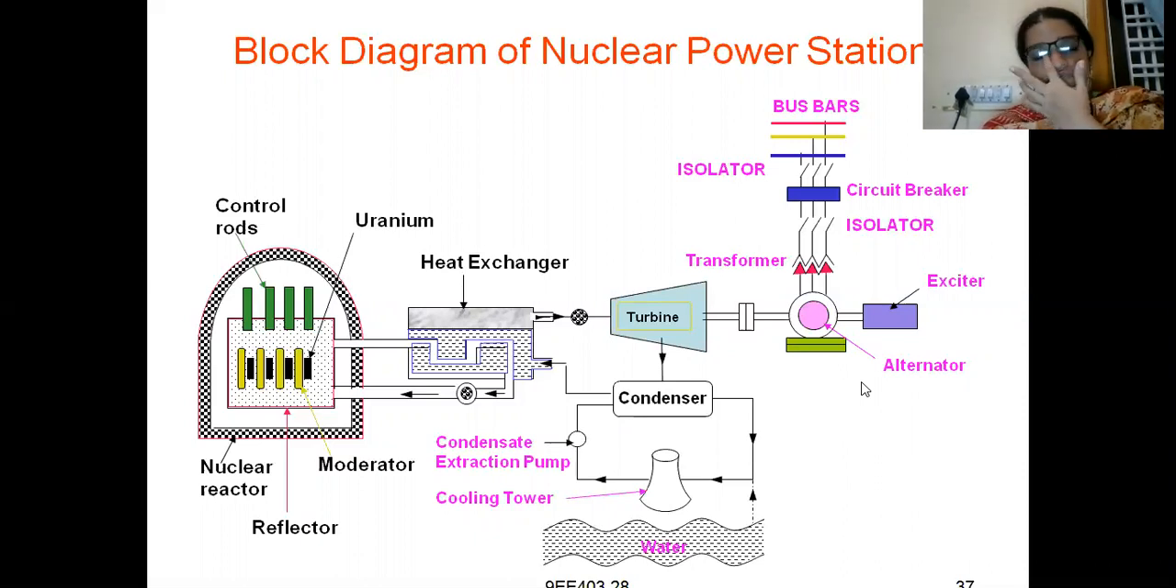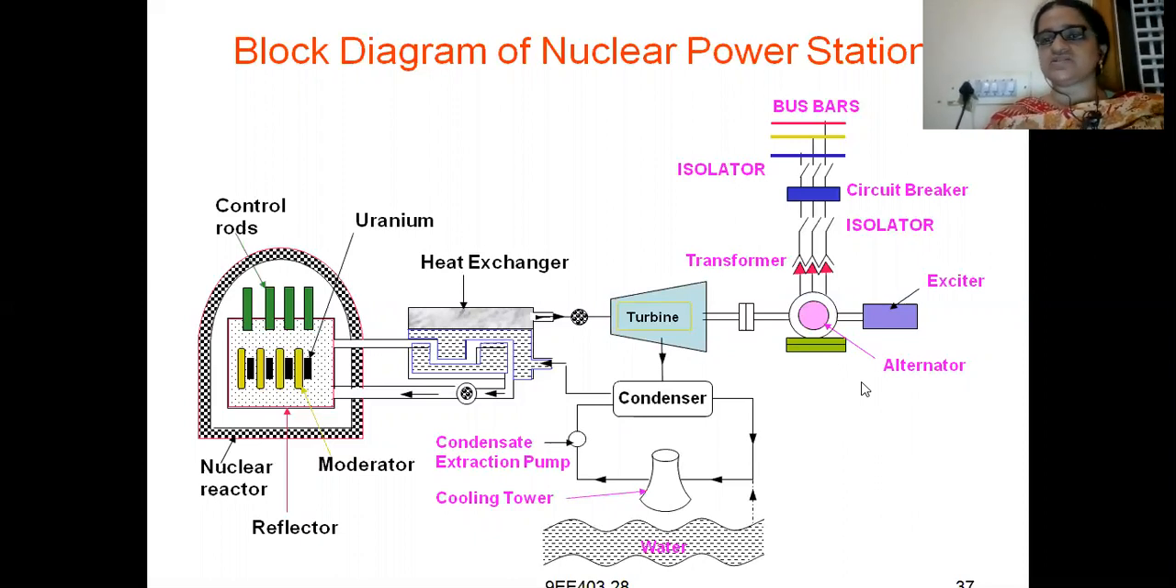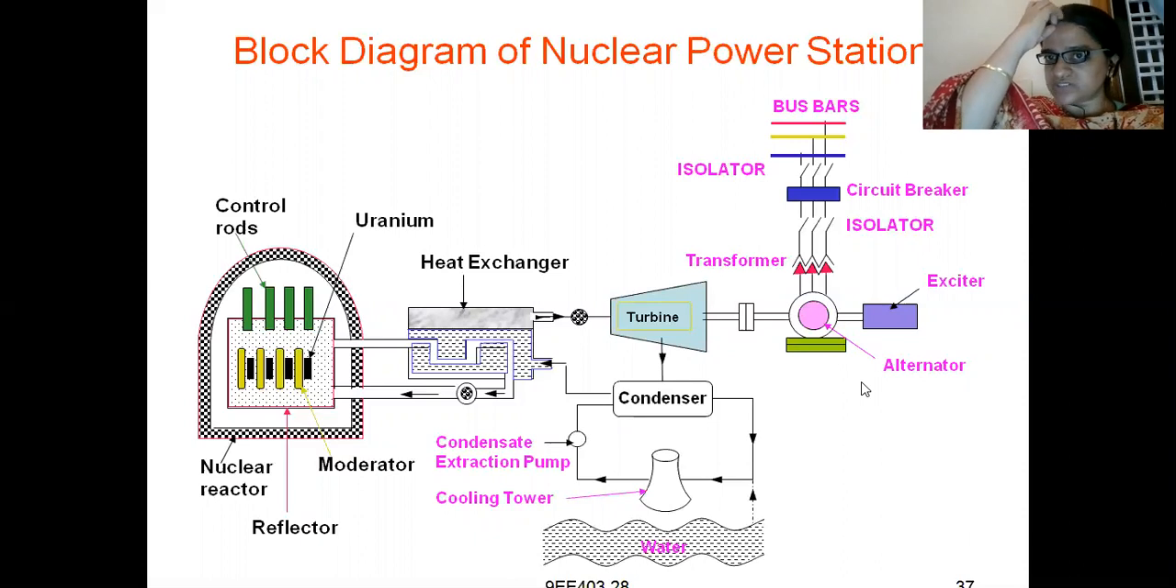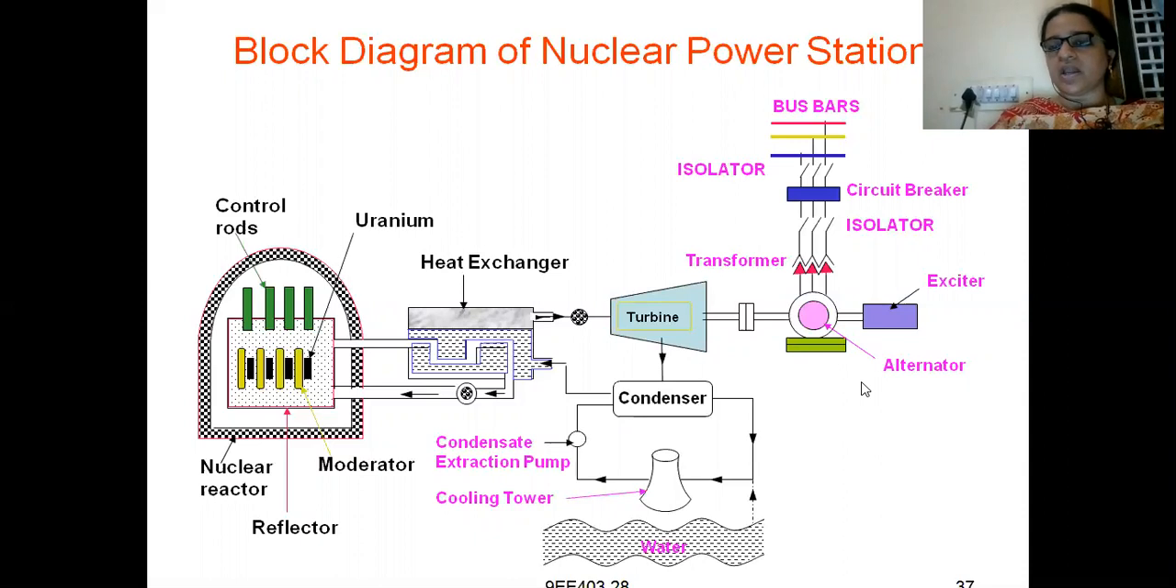Next, at the end of the turbine, the leftover steam, the steam which was unable to rotate the blades of the turbine, or the exhausted steam from the turbine, will be given to the condenser. Again, the condenser component of the nuclear power plant has tubes inside it. The exhausted steam will pass through the tubes of the condenser.